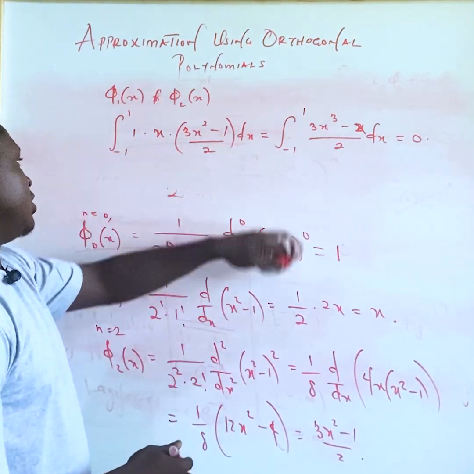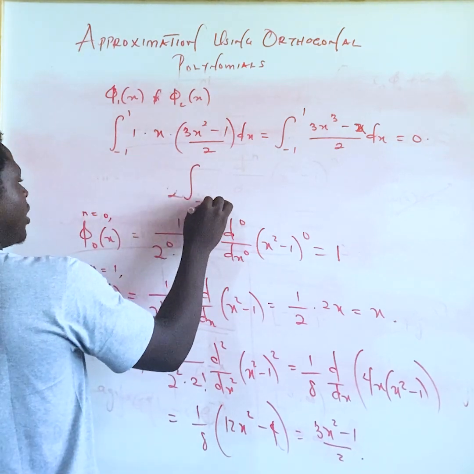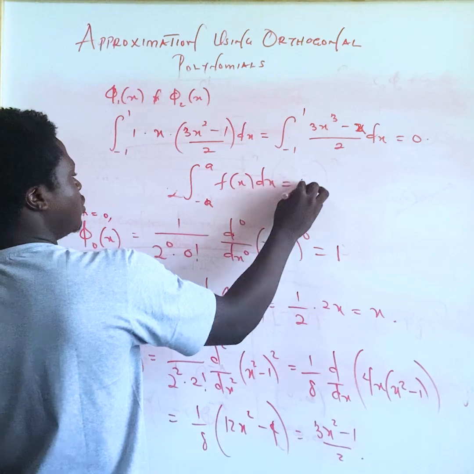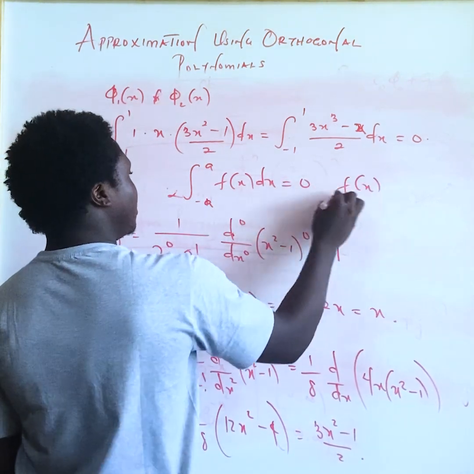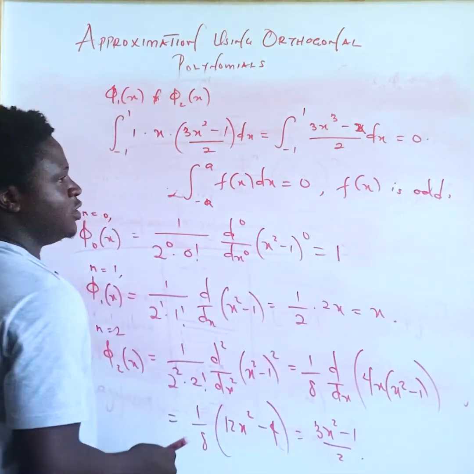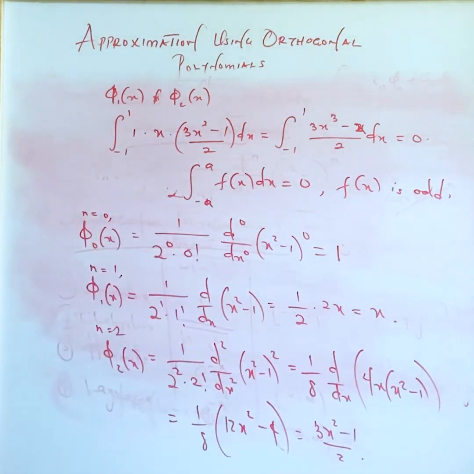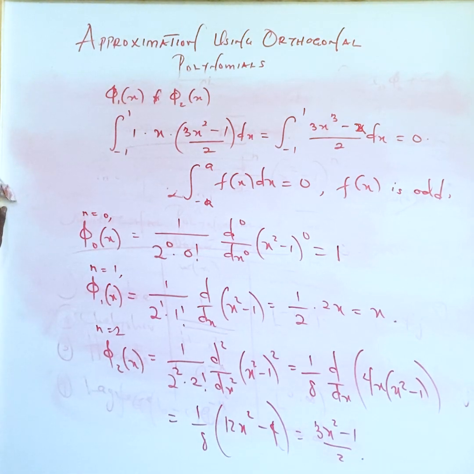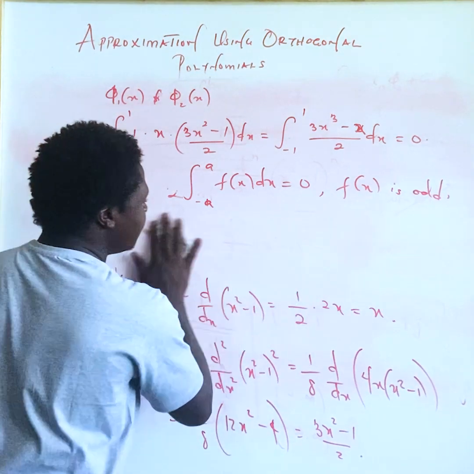The integral from minus a to a of f of x dx is equal to 0 whenever f is an odd function. So it is enough for me to show that this is an orthogonal polynomial. So the Legendre polynomial is an orthogonal polynomial. So I'll be moving on to the Chebyshev polynomials.